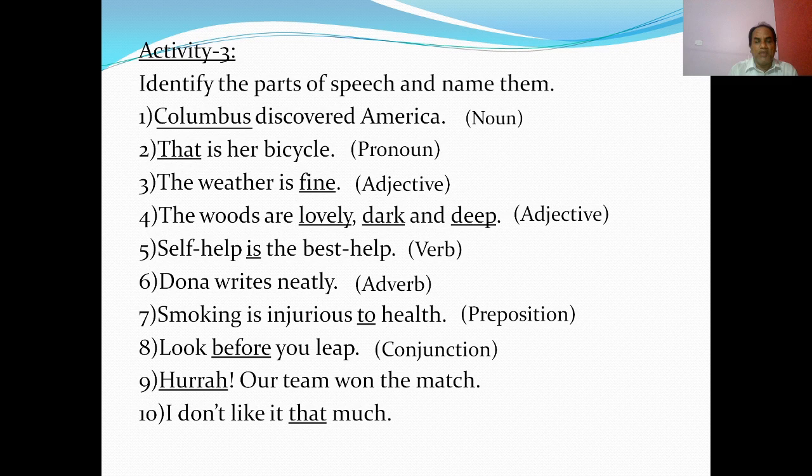Hooray! Our team won the match. Hooray! is an interjection because it shows the feelings.